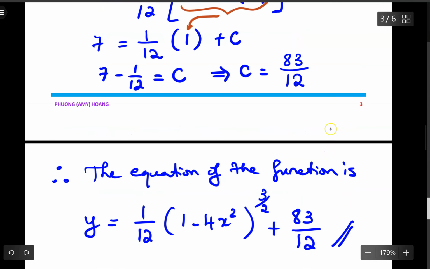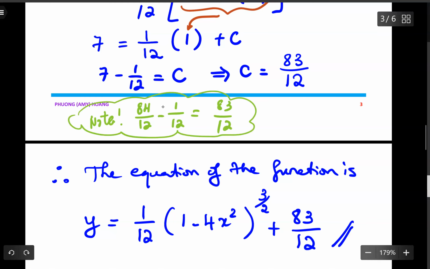The only thing I want to ask everyone is how do I get 83 over 12? Again, it's just a simple subtraction of fractions. You can use your calculator, or I can get the common denominator. In this case, I take 12 times 7, so I should have 84 over 12. Subtract 1 over 12, so I should have 83 over 12. Just a quick note for everyone if you want to do your fractions in your head.